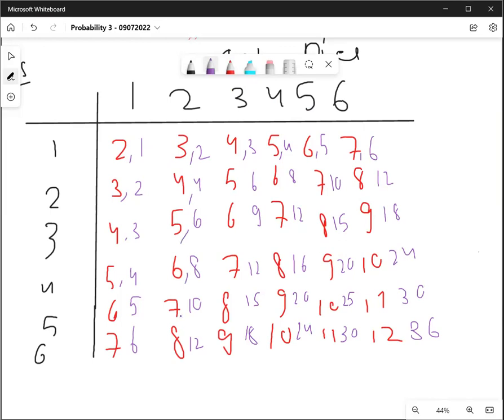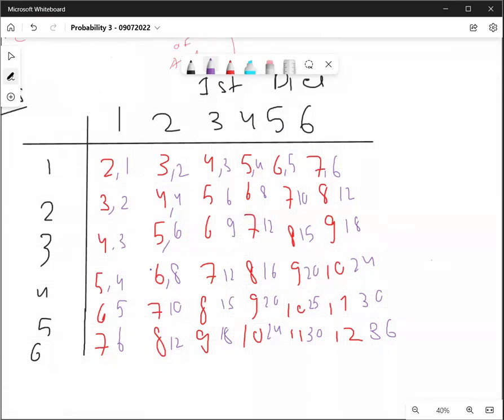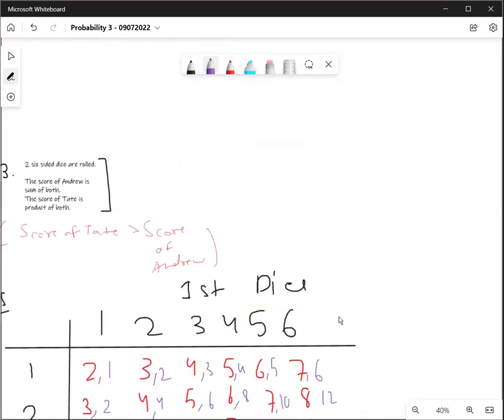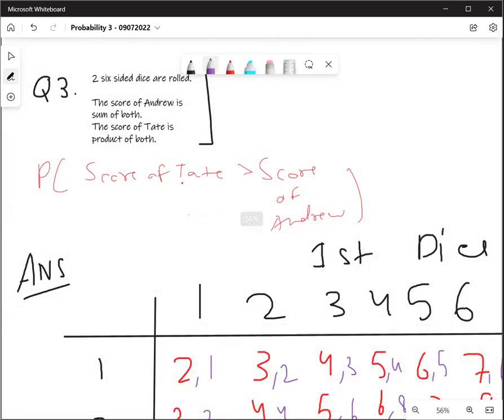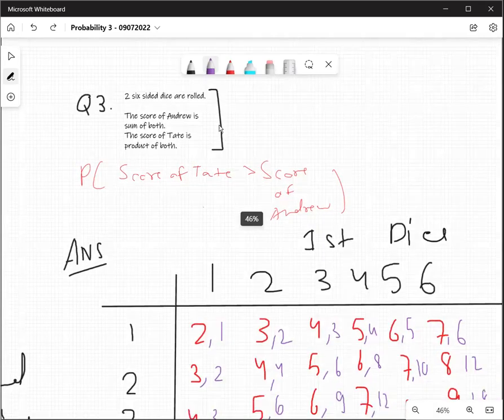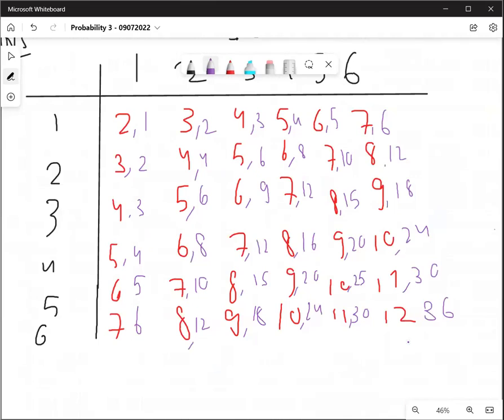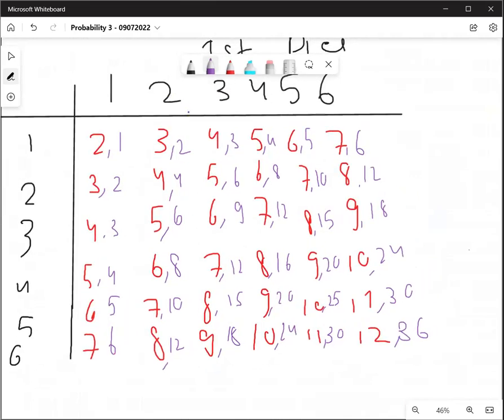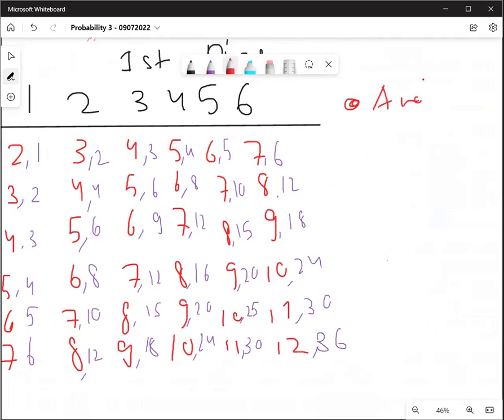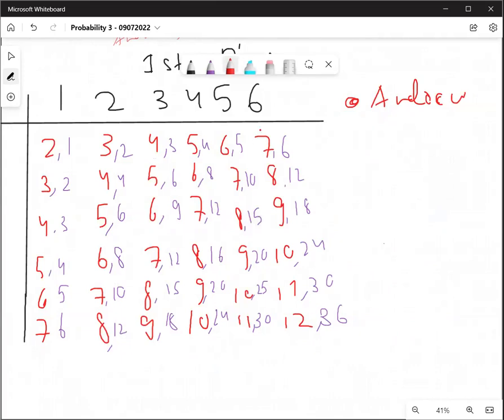You don't have to. It's your choice. Now you have these numbers here. The red score is for Andrew. The purple score is for Tate. Now the probability you're trying to find is when are these scores greater for Andrew than for Tate? That's the question. When is the score greater for Tate than Andrew? Let's circle those areas. Now first tell me which are the pairs. Red over here is Andrew, just to be clear. Now where is the red number greater than the purple number?